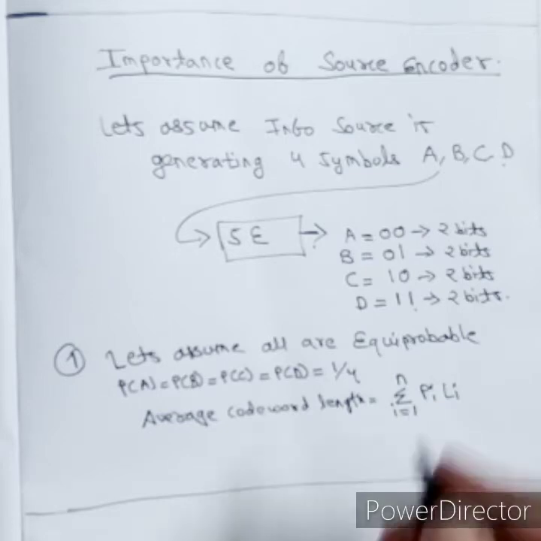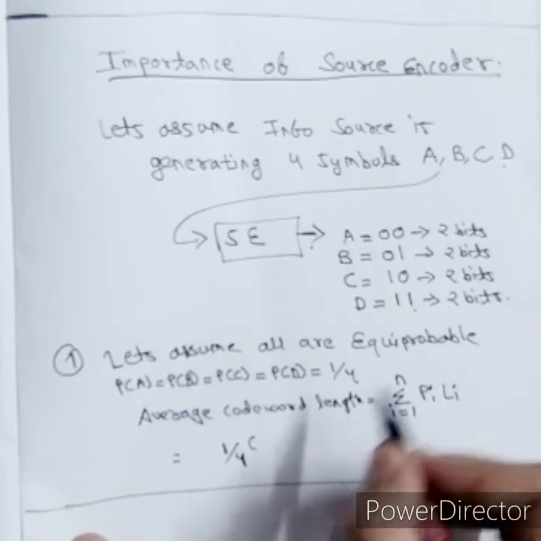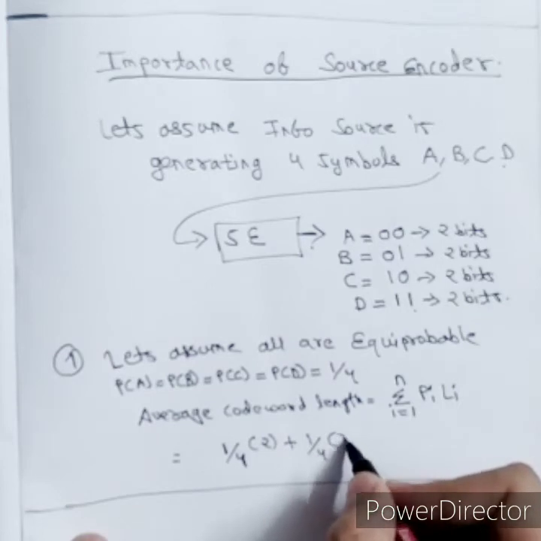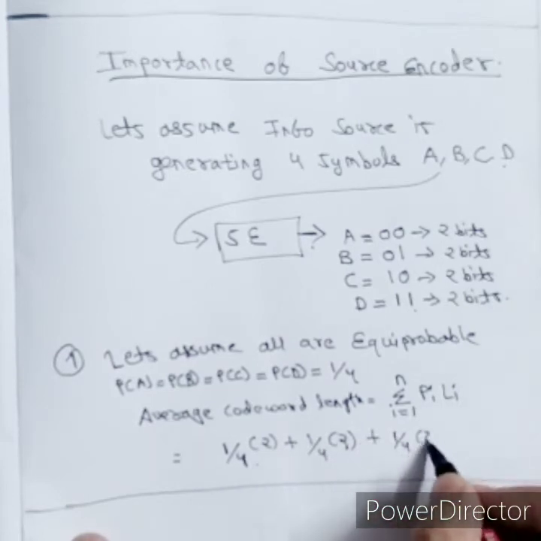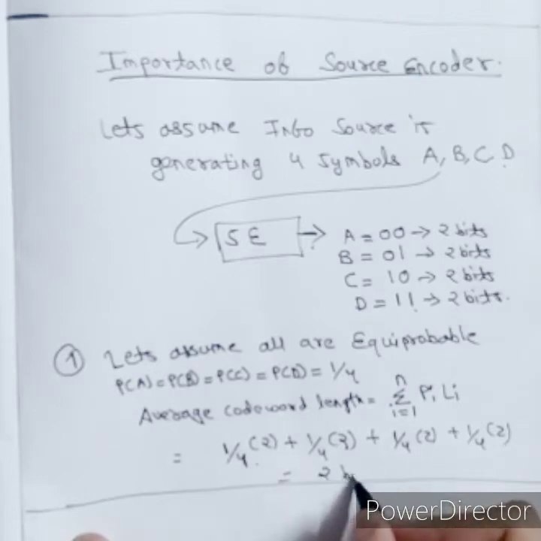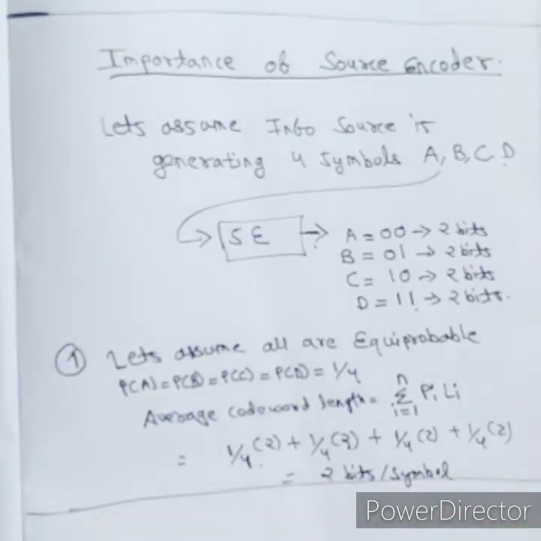If I calculate the average code word length, I will get 1/4 into 2 for A, plus 1/4 into 2 for B, plus 1/4 into 2 plus 1/4 into 2. This is 1/2, 1/2, 1/2, 1/2, so I will get 2 bits per symbol. This is the average code word length if my symbols are equiprobable.